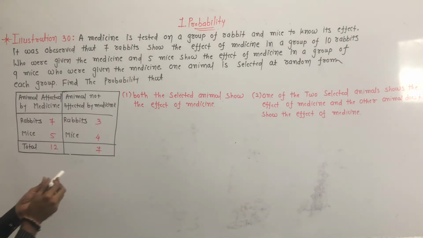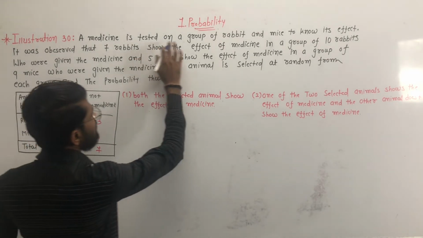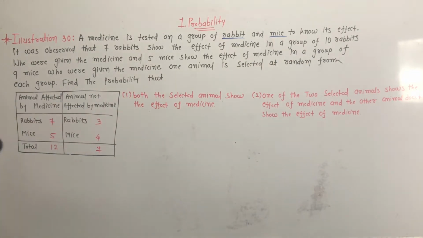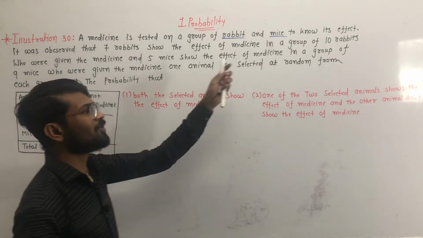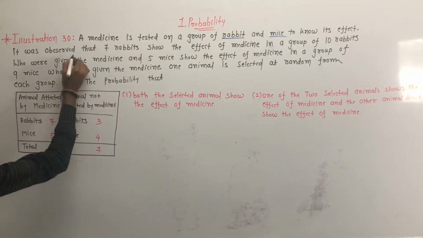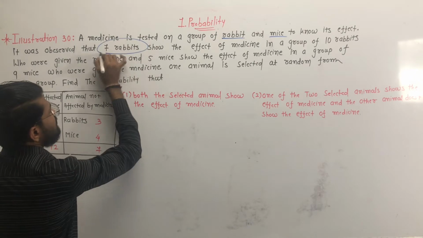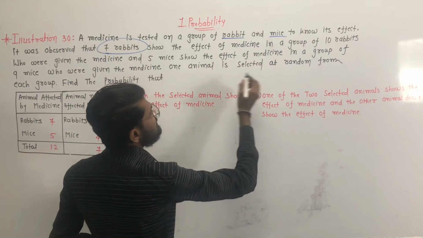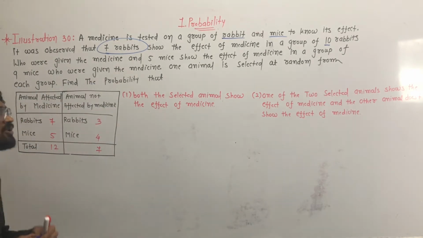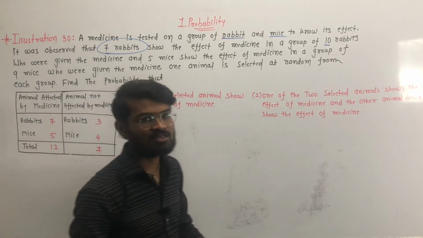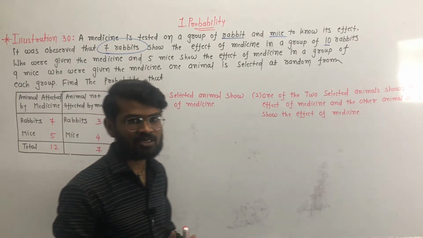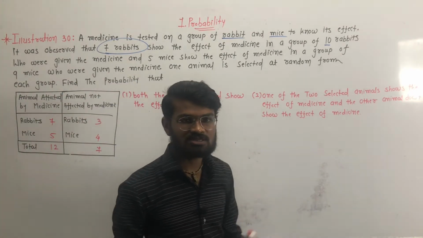Illustration number 30 is that a medicine is tested on a group of rabbits and mice to know its effect. It was observed that 7 rabbits show the effect of the medicine in the group of 10 rabbits. Out of the 10 rabbits, 7 show the effect. So how many rabbits don't show the effect of the medicine? 10 minus 7 is equal to 3.